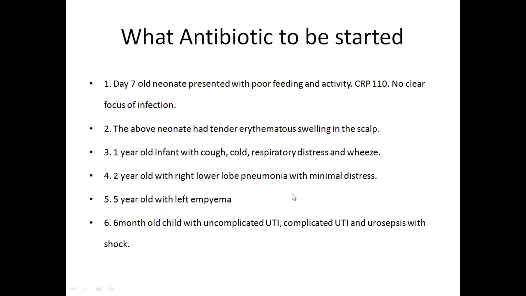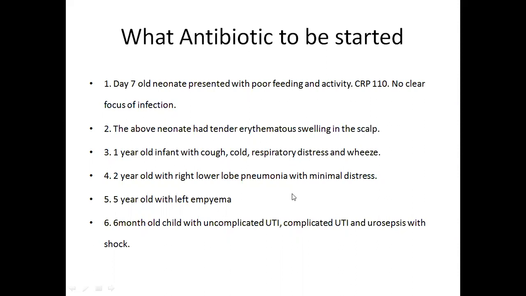So the next thing is, if a child is not responding, definitely you're going to step up based on what organism you're thinking of and the resistance pattern. Second line antibiotics. So the next child is a 5-year-old child with left empyema. What are you going to start? Clindamycin. Ceftriaxone. Okay, what are you covering?